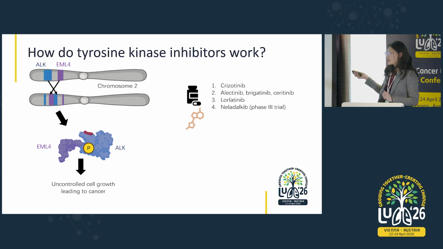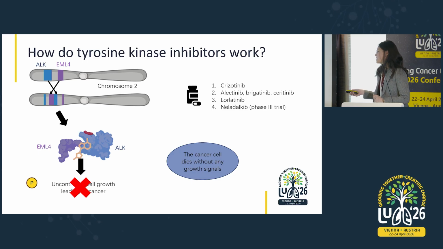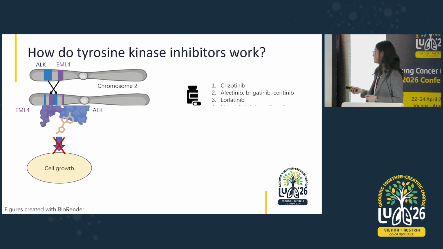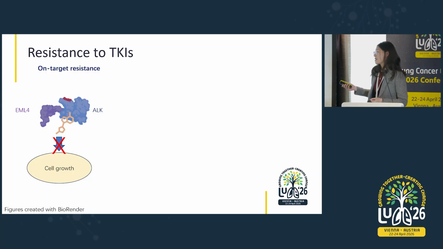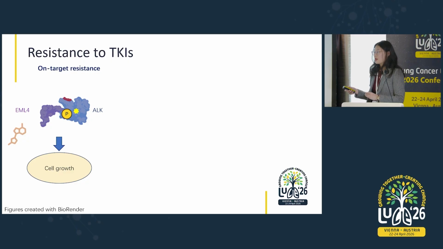All generations of ALK TKIs work in the same way. They bind to where that phosphate group giving it energy would usually bind and stop that signaling from happening. And the cancer cell dies without any of these growth signals because it needs these growth signals in order to survive. So resistance can arise. The more commonly known one is called on-target resistance. That's when a mutation within the ALK protein stops the TKI from binding to it, and it gets activated again, and you have cell growth.